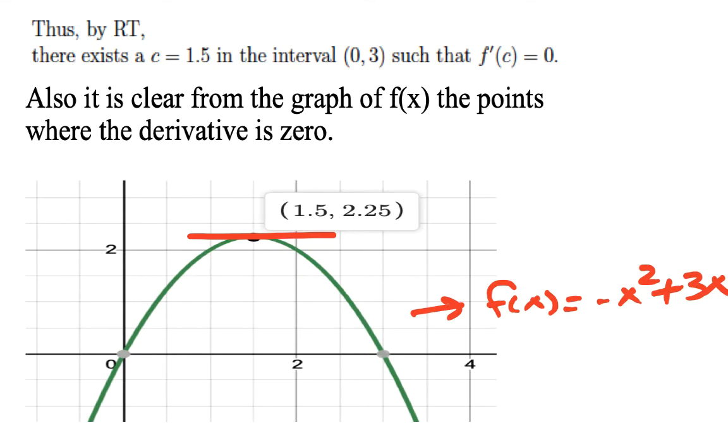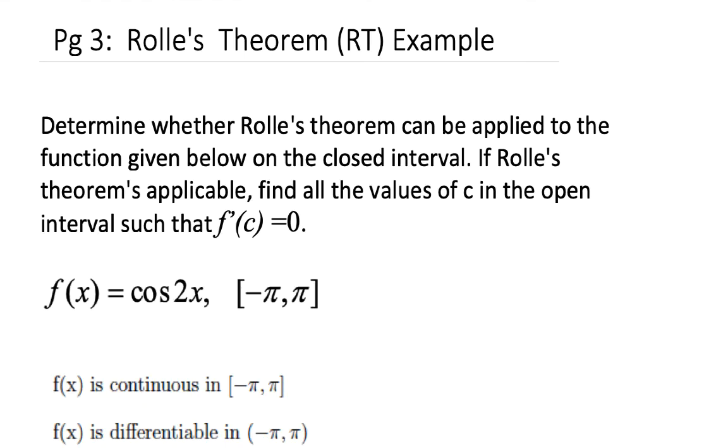Now let's look at another example. This example is taken from trigonometry. Here we will first check whether the function satisfies the conditions of Rolle's theorem. And if it does, then what are those points where the derivative of the function is 0? So this function is a cosine function defined on the interval minus pi to pi.